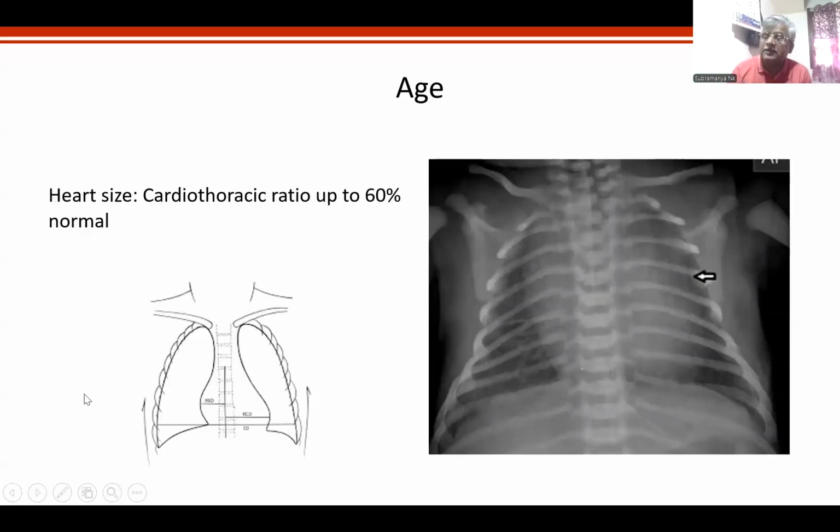Please understand that in a newborn, the chest is small and the heart occupies, let's say, 3/4 of the chest. It does not mean that there is cardiomegaly. It means that the chest is small. Therefore, the cardiothoracic ratio is high. But in an adult, the chest has grown and therefore the cardia forms less than 50% of the thorax. Therefore, the cardiothoracic ratio is smaller compared to a newborn.